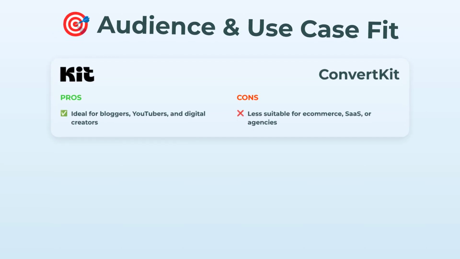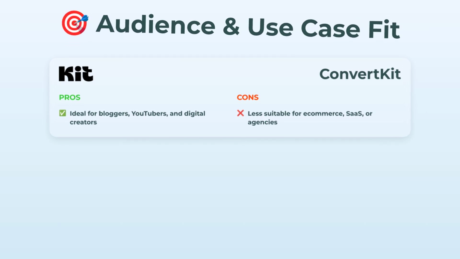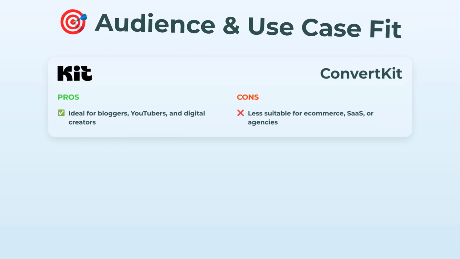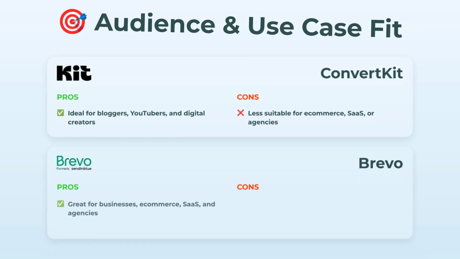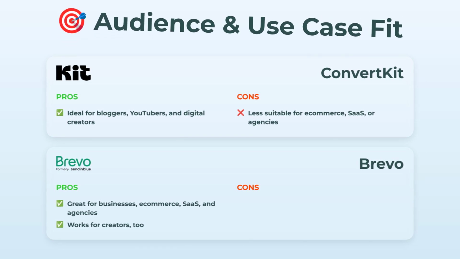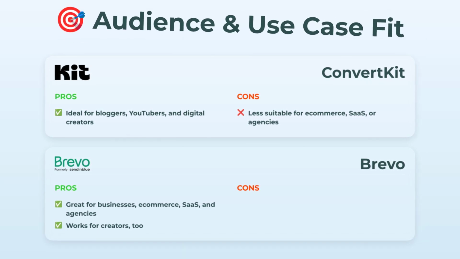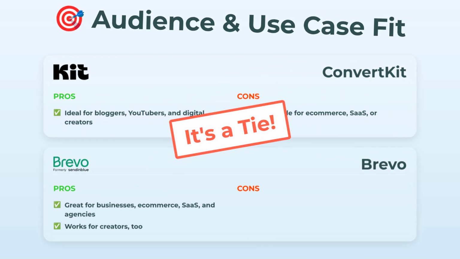Audience and use case fit. This is always the personal one. ConvertKit? It's like a dream for creators, bloggers, YouTubers, indie folks. But if you're running e-commerce, a SaaS, or an agency, honestly, not the perfect match. Brevo's made for businesses, e-commerce, agencies, and SaaS. Basically anyone who needs more than just email. That said, it also works for creators, but might feel bulky. This one's a tie, depending on what you're doing.